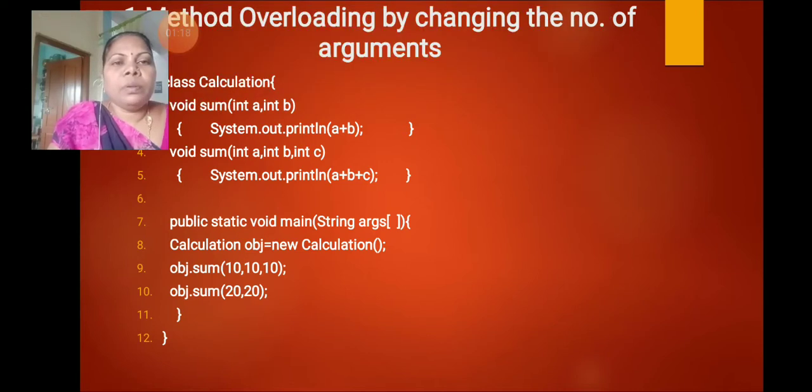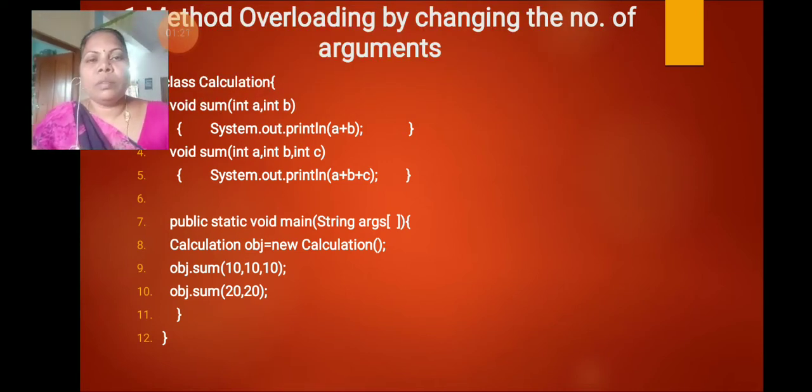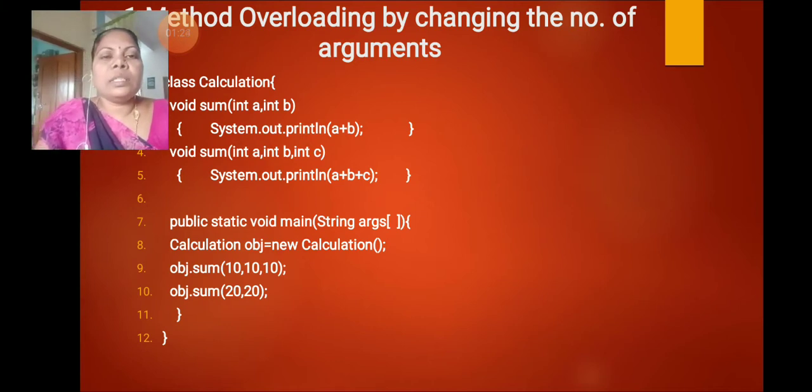Here is one example: the class Calculation, and void sum is the method. One more method I am taking here with the same method name, void sum. Here it takes int a, int b, integer data types, so two parameters are passed, and System.out.println a plus b. The next method is void sum with int a, int b, int c, three parameters of different data types.